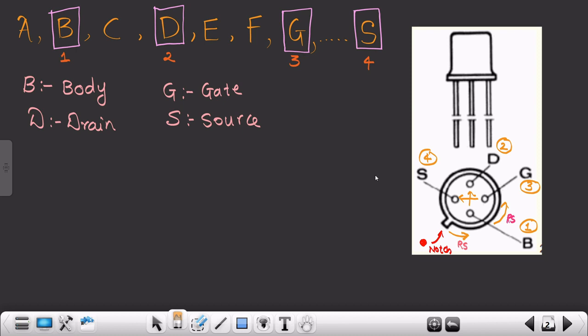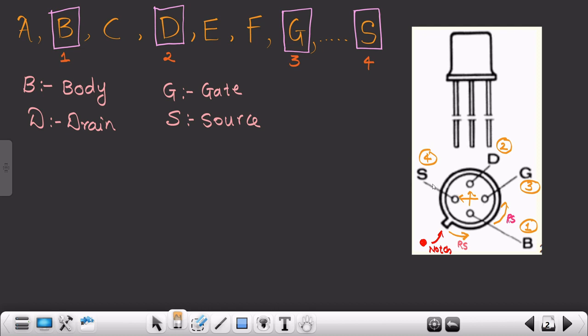All right, so as soon as I identify the notch, I need to move to the right side of the notch. I will get the very first terminal, that is body. Great. Then I will move in the opposite direction of body. I will get the second terminal, that is drain. Then I will again come back to the body. I will move to the right side of the body. I will get the third terminal, that is gate. Great. And then I will move in the opposite direction of gate. I will get the fourth terminal, that is source.